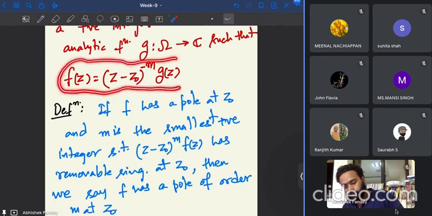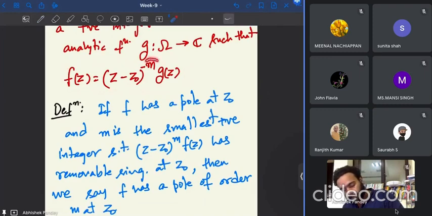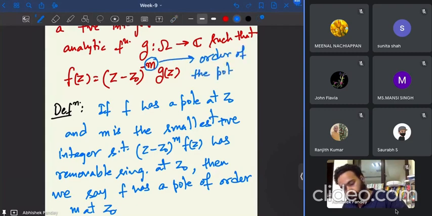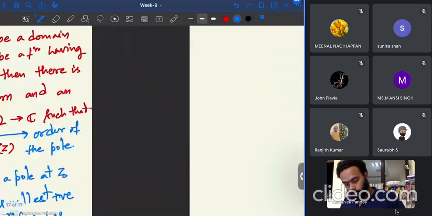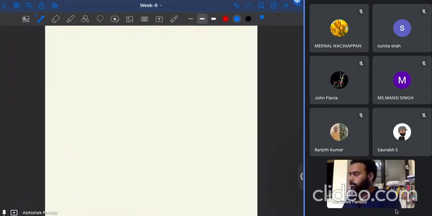And the smallest such m, we call it the order of the pole. So this m is your order of pole. Okay, so this is regarding this one. Essential singularity we have already seen.